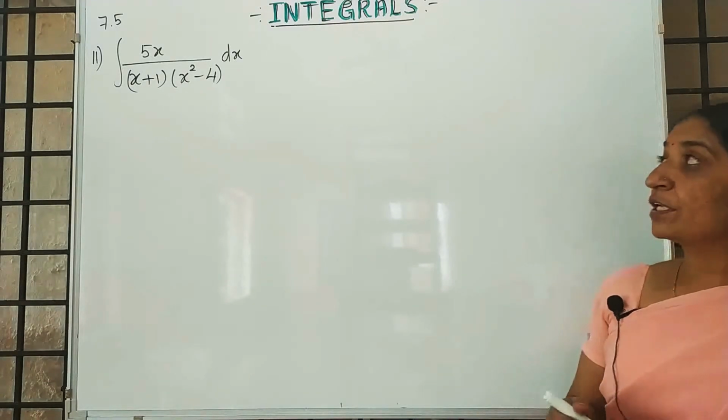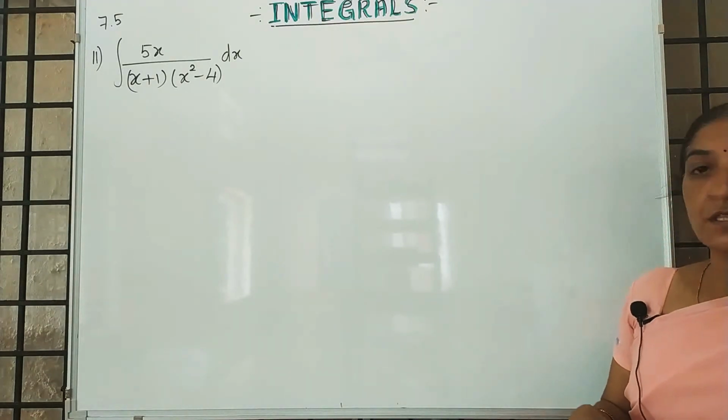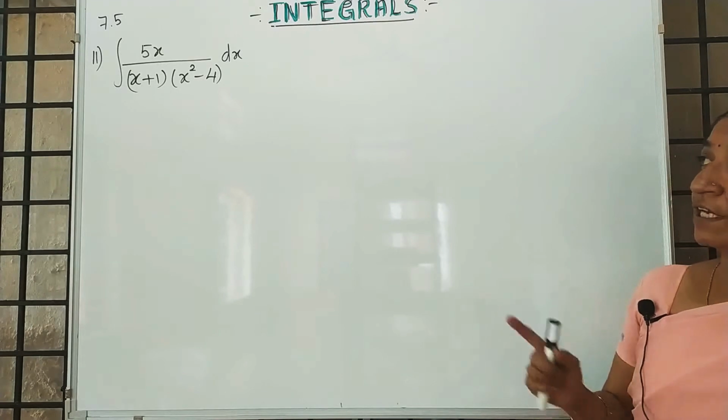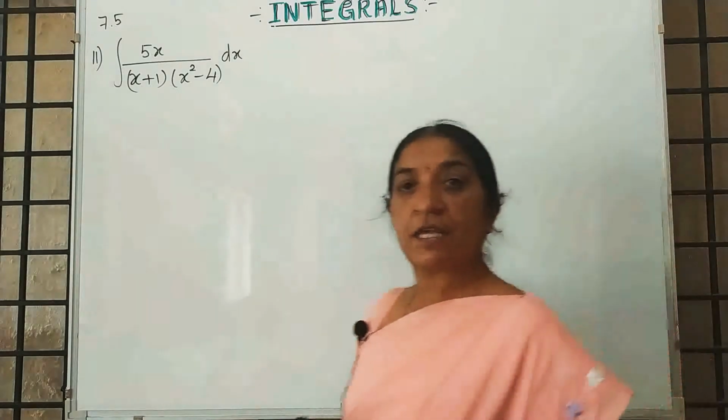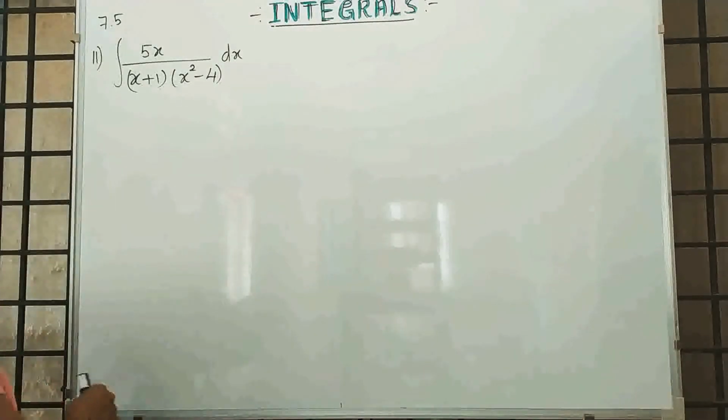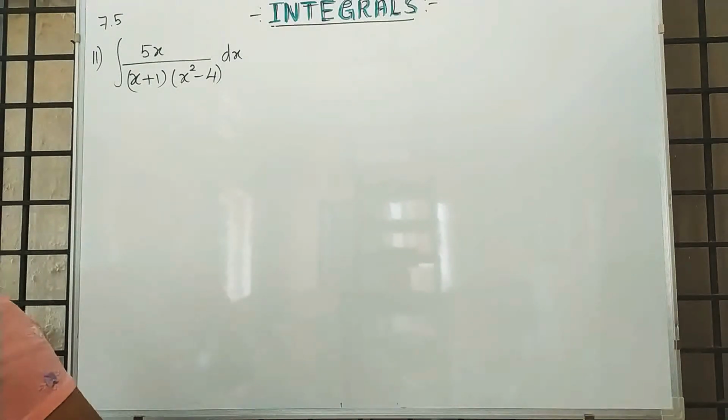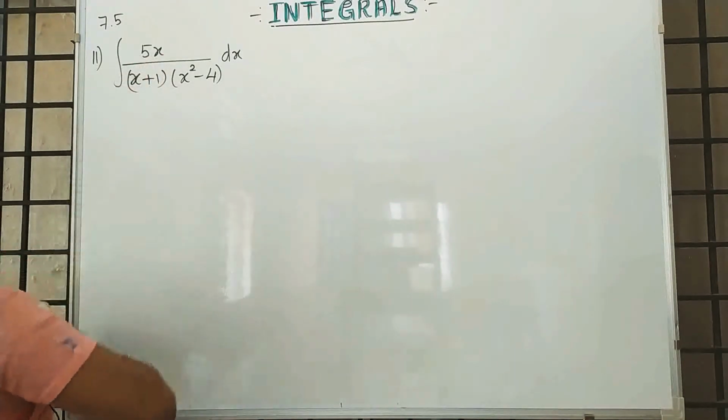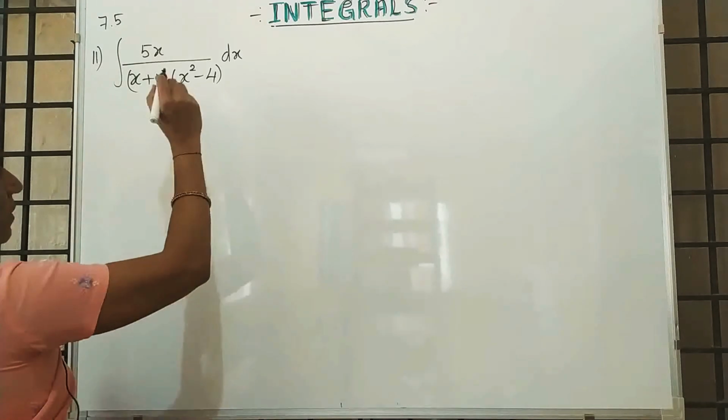So in today's class, again I will continue with exercise 7.5 from the NCERT. In the last class I gave one question as homework. That question is the 11th one, integration of 5x upon (x plus 1) into (x square minus 4).